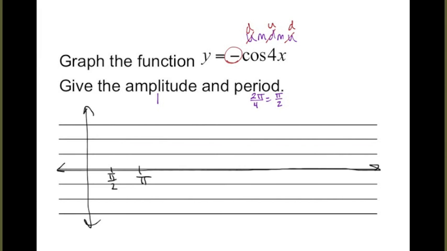Because our cosine is flipped, it's going to start in the down position. So it's going to start down at 1. At pi halves, it'll be down again. And halfway between, it'll be up. And it'll cross through the middles between there. And then repeat that pattern one more time.